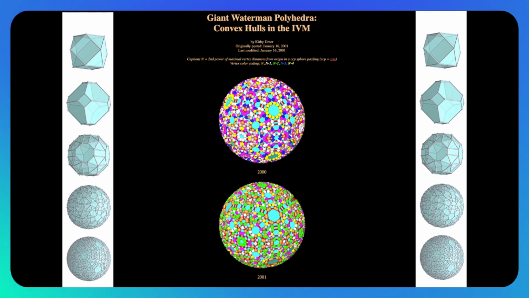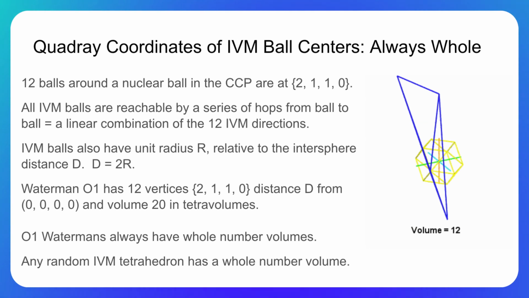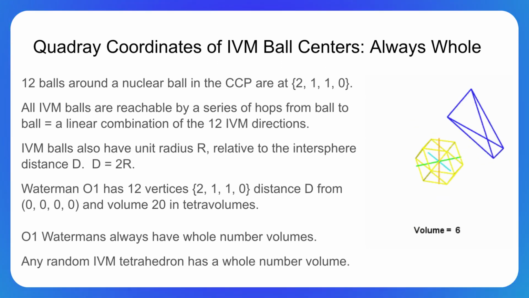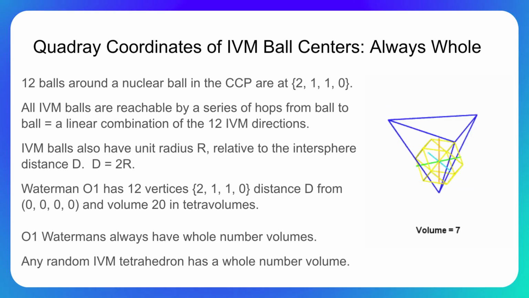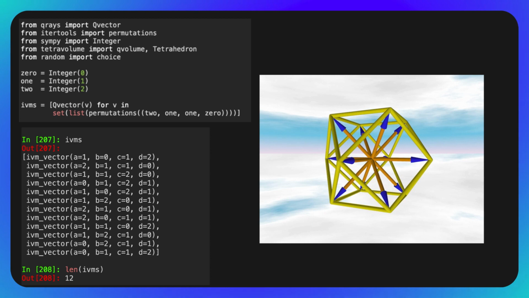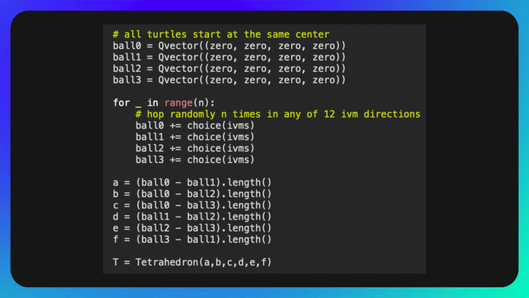All these IVM ball addresses are whole number positive, right? So there's a way to convert back and forth between IVM and XYZ. So you do all your computations of the Watermans or whatever in quadray coordinates, and then when you go to render, your software does the conversion for you to XYZ, because of course there's no rendering software out there that will understand quadrays at this point. And that's fine. We do need a go back and forth kind of conversion.